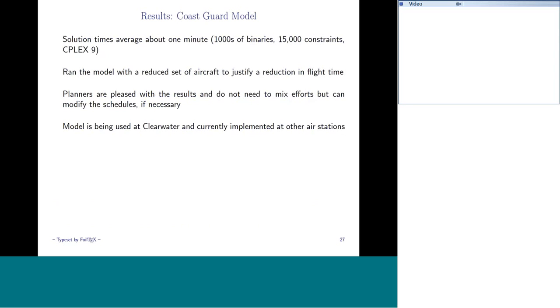For the Coast Guard model, we were using C+9, and we were able to get the solution times down to about a minute with thousands of binary variables and about 15,000 constraints. We ran the model with a reduced set of aircraft to justify a reduction in the flight time. Sometimes, at the time we were doing this, Clearwater seemed to be getting a lot of its helicopters taken away, and the admiral would say, well, you just don't need this helicopter because you have 10.